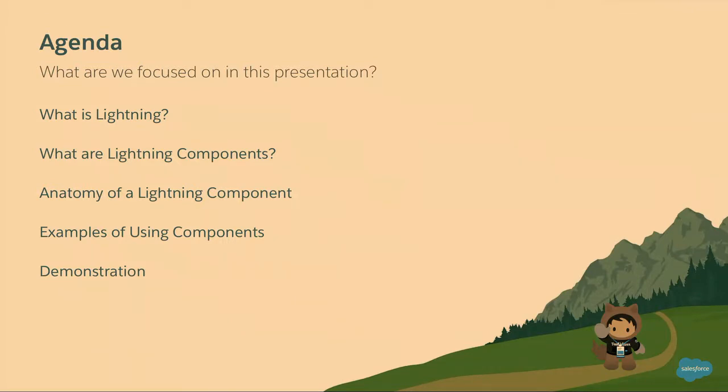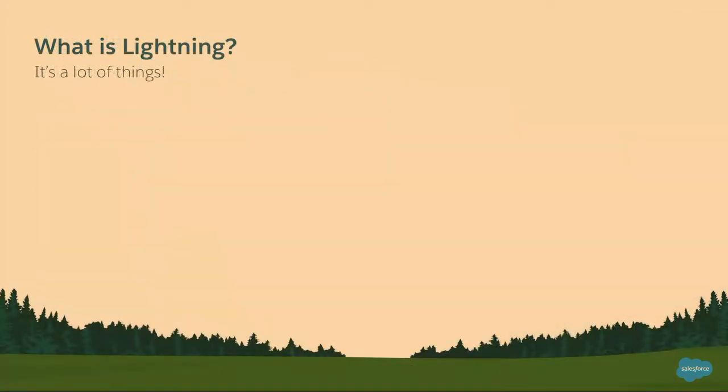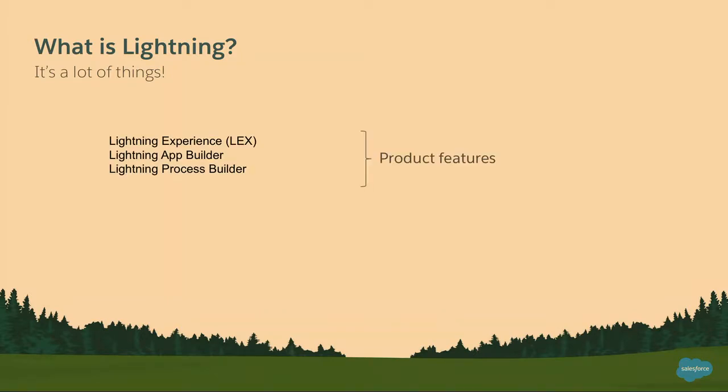Okay, so what is Lightning? It's a lot of things. It's some product features, and as we saw with Mark's keynote, it's actually been rebranded, so these slides are now out of date. There is now a thing called My Lightning, which a lot of people were interested in yesterday. Basically, Lightning is the product features, the App Builder, Process Builder, Lightning Experience, which have all now been badged under My Lightning.